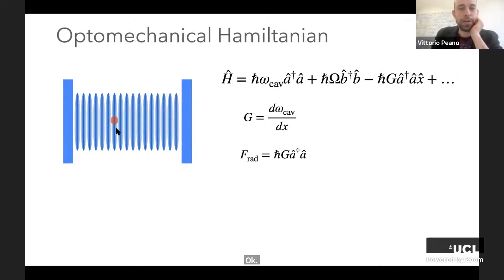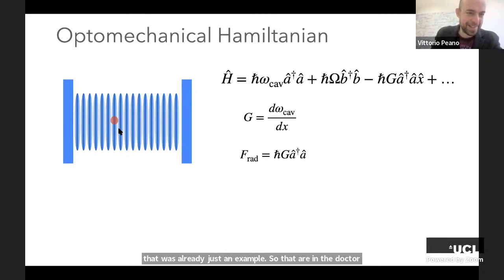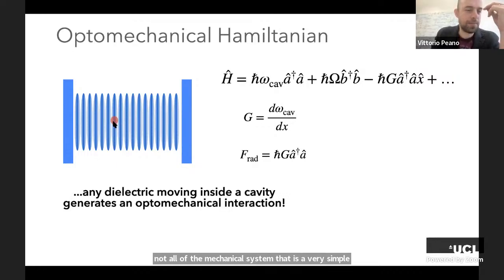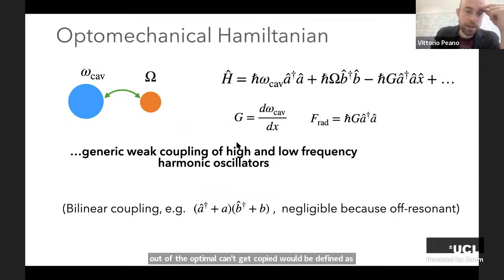Then I can write the interaction in this way. And here I wanted to make the point that that was only just an example. There are indeed optomechanical systems that really look like this, but not all optomechanical systems look like this. A very simple extension is just to have some dielectric object inside the cavity. This would also change the resonant frequency of the cavity, so I could apply the same kind of Taylor expansion, but the detailed formula of the optomechanical coupling would be different.